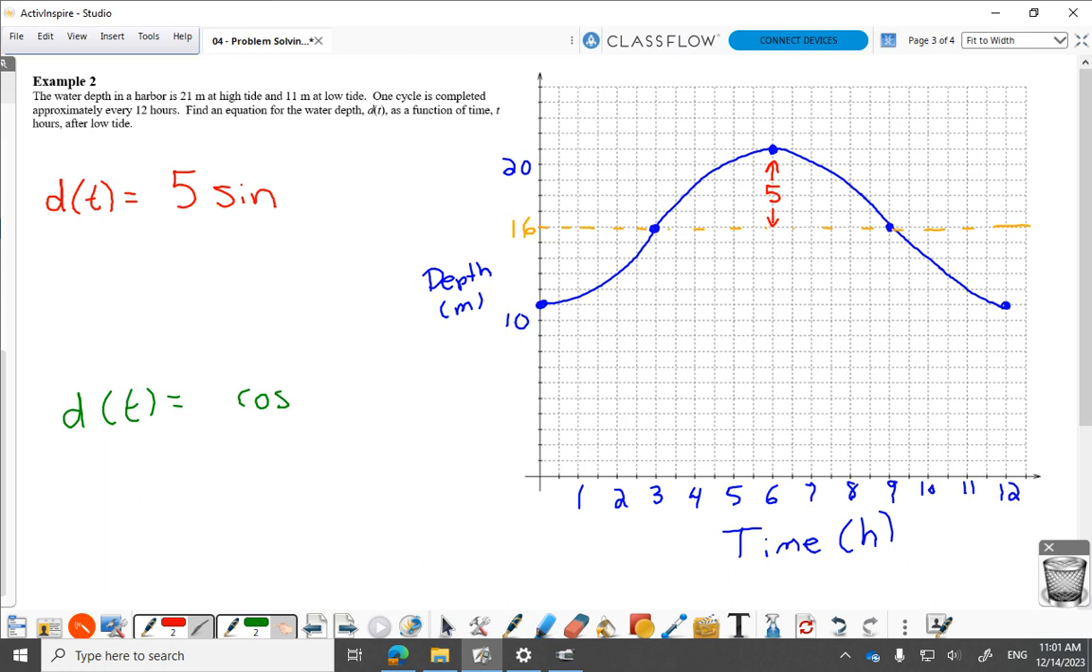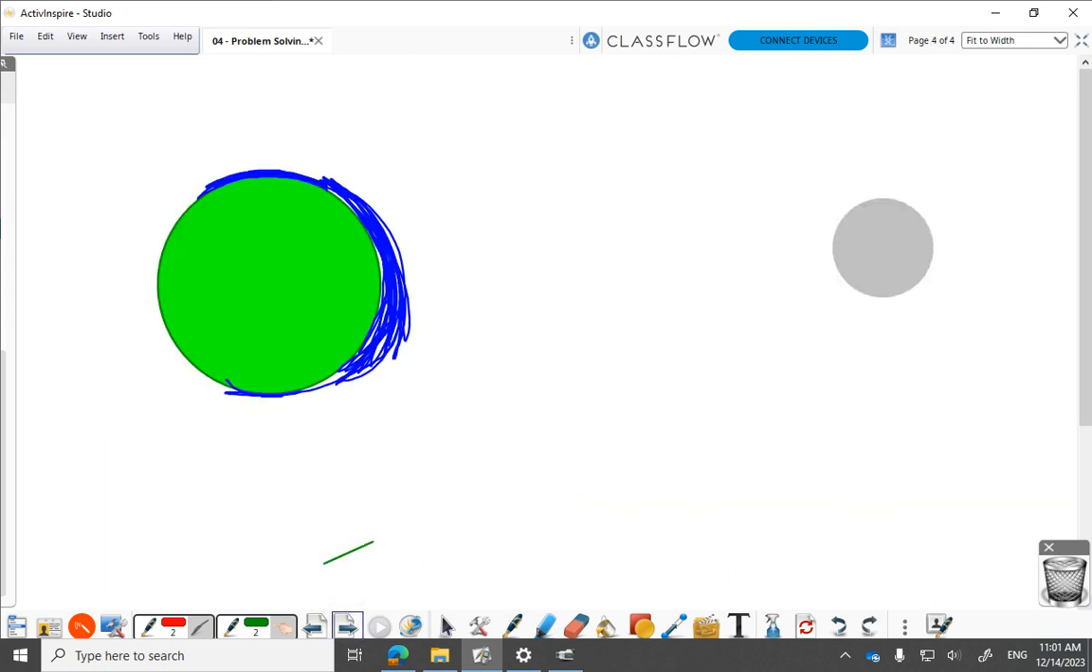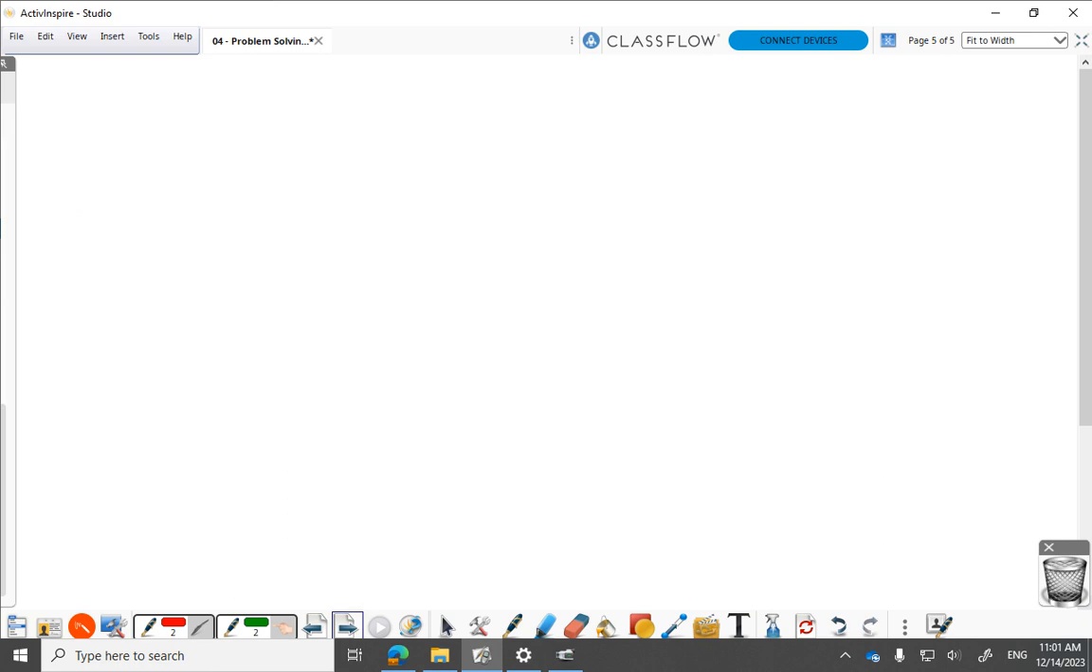Some people make a formula for this. I'll put it on the next page. You can copy it down if you like formulas. They make a formula, which I do not love, but you can have it if you want. Amplitude equals max minus min divided by 2. 21 minus 11 is 10, which is the height of the wave, and then divided by 2.